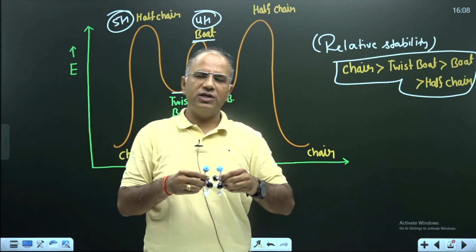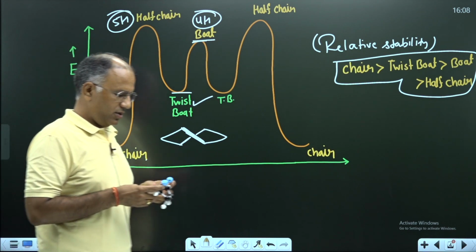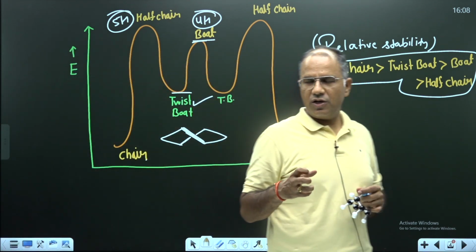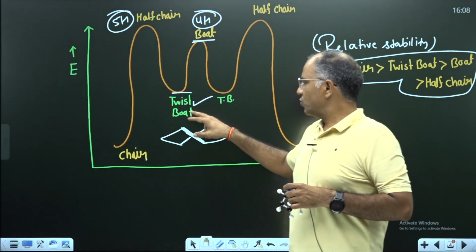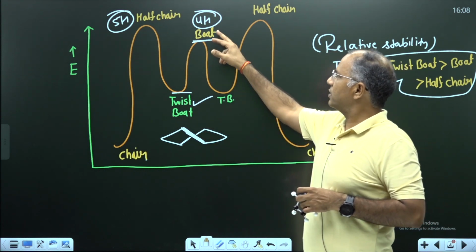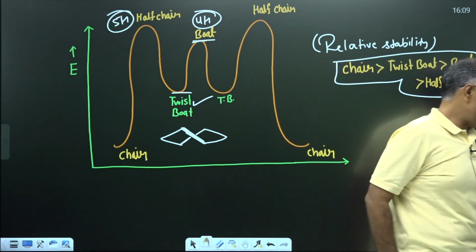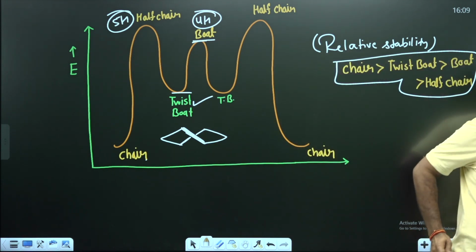That's why twist boat is more stable than boat conformer. Got it? If you want to write, then write: due to twisting, twist boat is more stable. Because of twisting, the eclipsing of hydrogen will decrease.